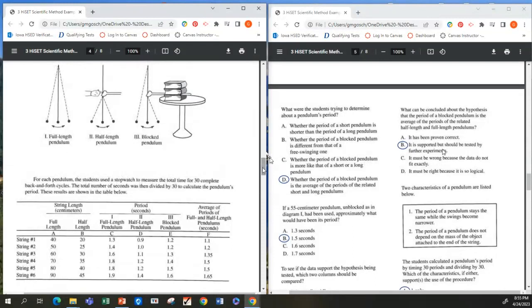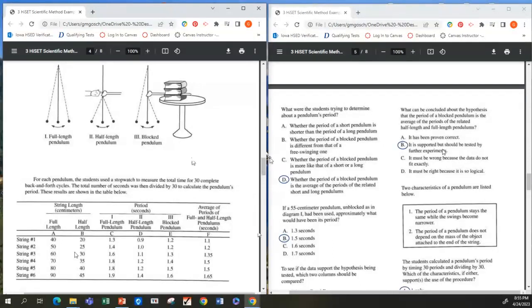For each pendulum, the students used a stopwatch to measure the total for 30 complete back and forth cycles. The total number of seconds was then divided by 30 to calculate the pendulum's period. Okay, so why did they not just do one swing? That's going to be one question there. But what they did, I want to make sure you understand this part. They took a yo-yo basically, and they let it swing 30 times, and they timed that for different lengths of strings. Okay, and different impacts based on the pictures up here. They put it through each of those.